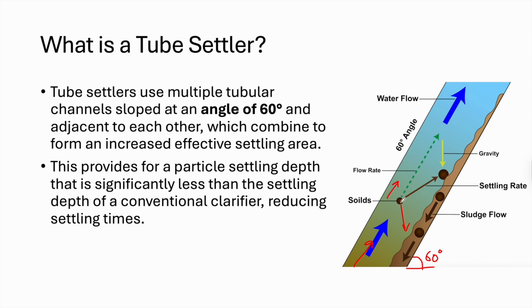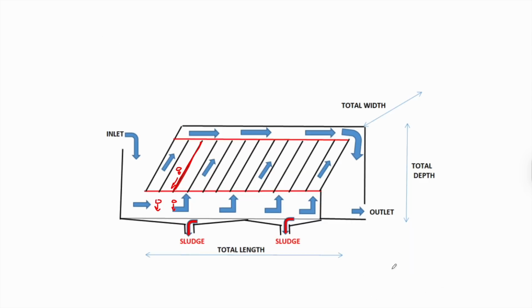So the particles will rapidly settle down and reach the sloped surface, and then these particles will start sliding down to the bottom. So remember, the particles will go down while the water is flowing up, and then the sludge will be collected through the sludge hoppers to disposal.